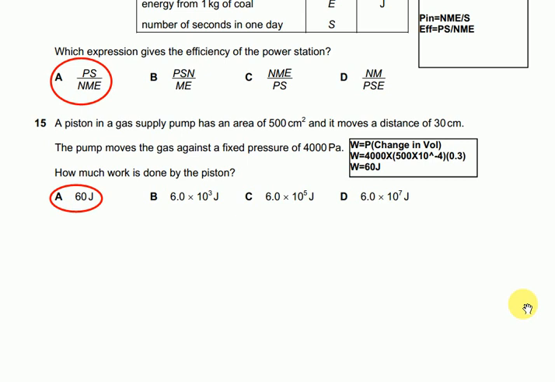We have to utilize the formula work done equals pressure into change in volume. So pressure is 4000 pascals and the change in volume can be further derived to area into distance. Area is 500 centimeters squared, which can be written as 500 into 10 to the power negative 4, and distance is 30 centimeters, which can be written as 0.3 meters. Always remember to convert units to meters. So A, 60 joules is the answer.